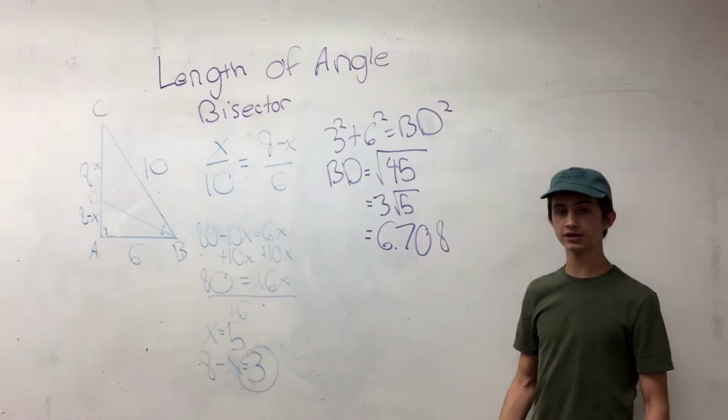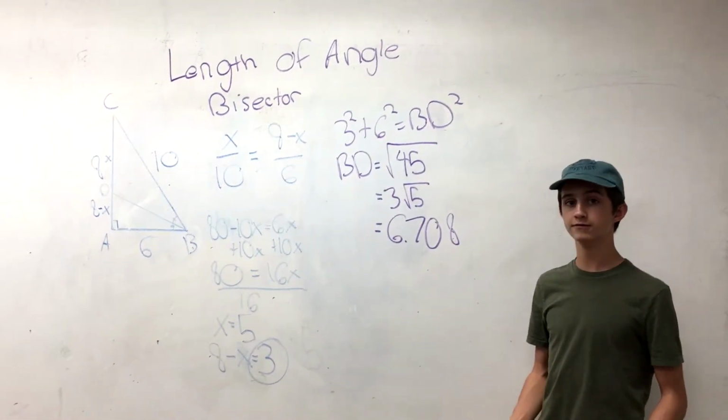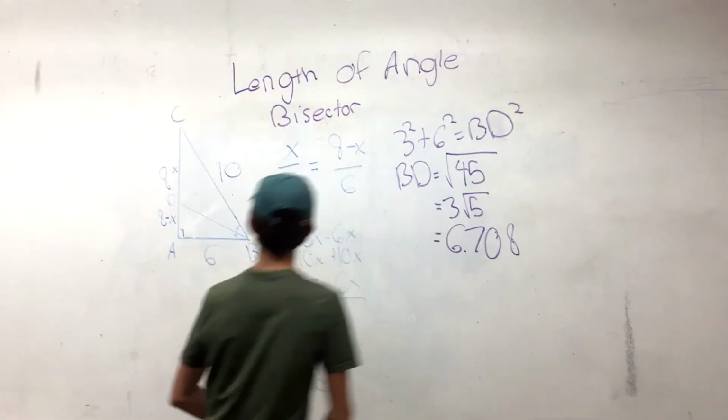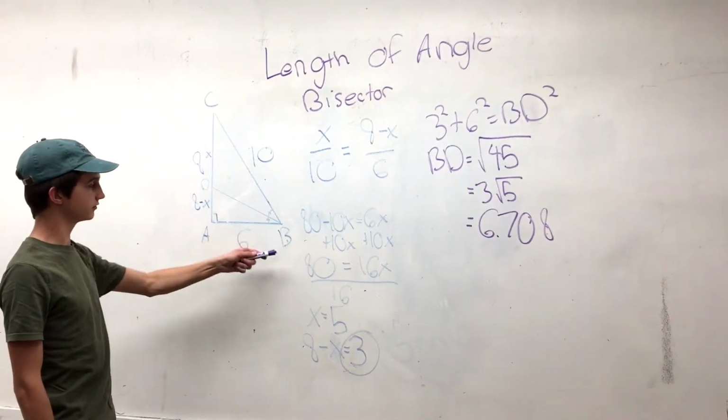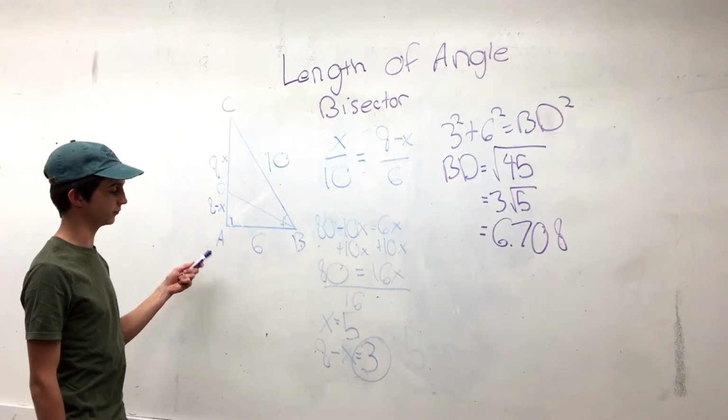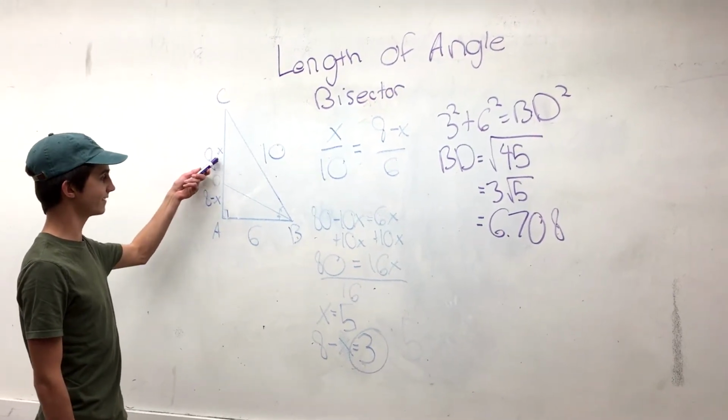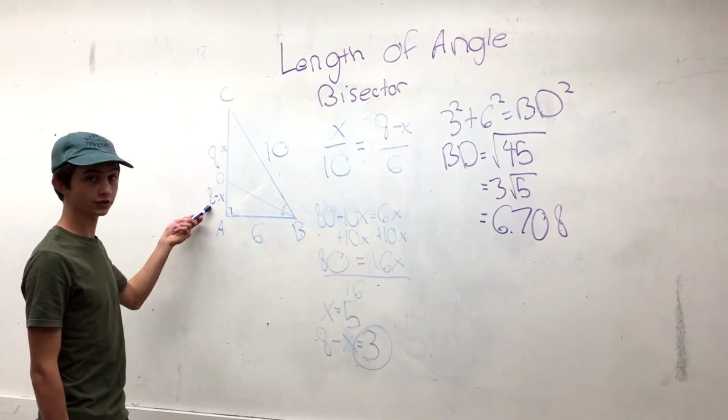To find the length of an angle bisector on a right triangle, follow these steps. Begin by finding the lengths of both segments the angle bisector separates the opposing sides into. In this case, x being 5 and 8 minus x being 3.